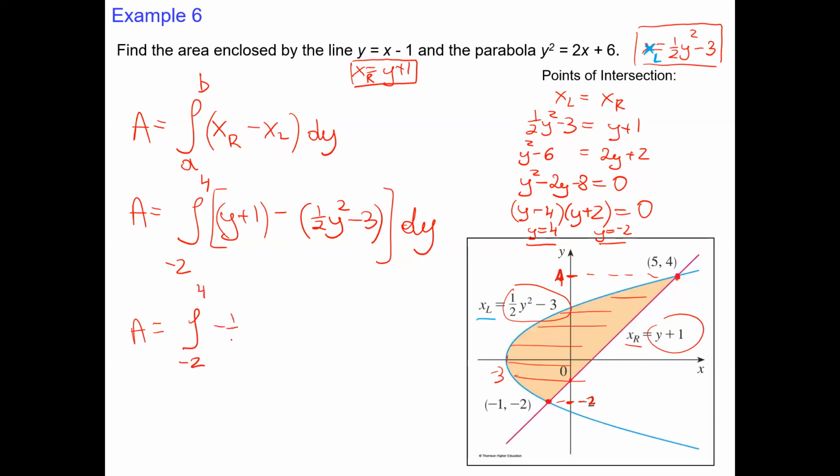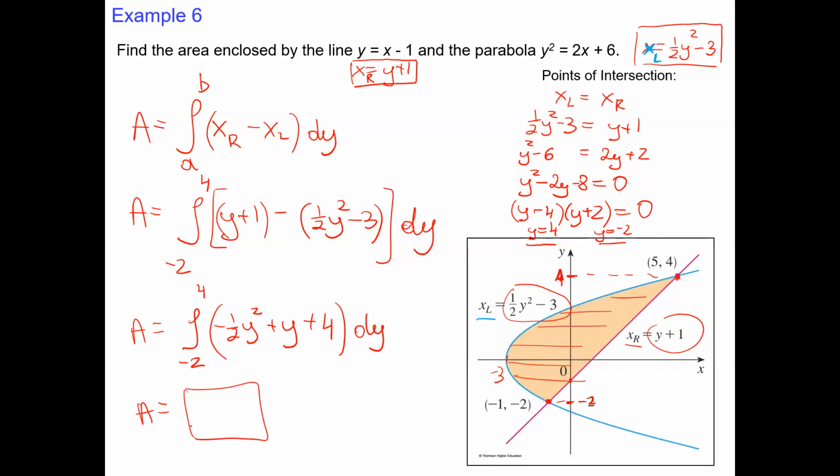We will have negative 1/2 y squared, and then we will have positive y, plus 1 plus 3 is 4. Maybe this one will be easier. Please integrate term by term, applying the fundamental theorem of calculus, and get the final answer. You will tell me later.